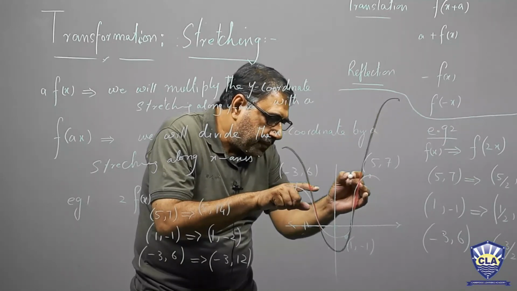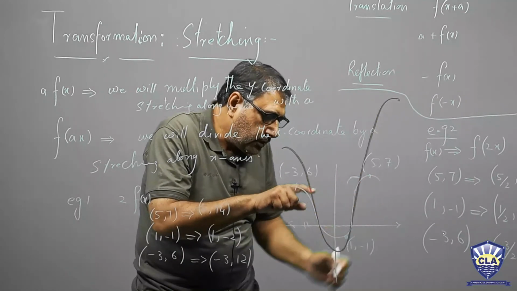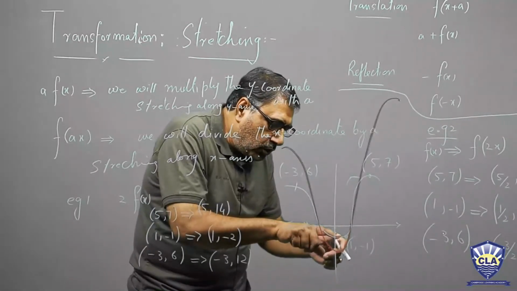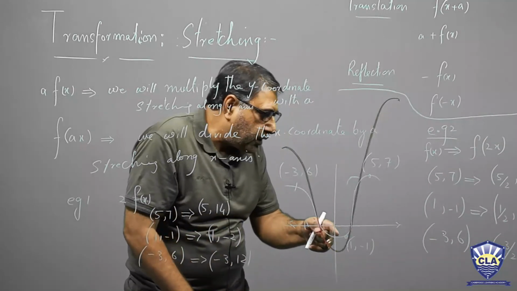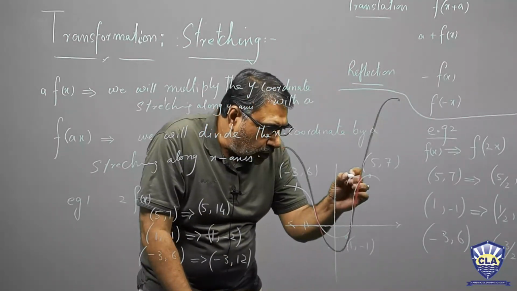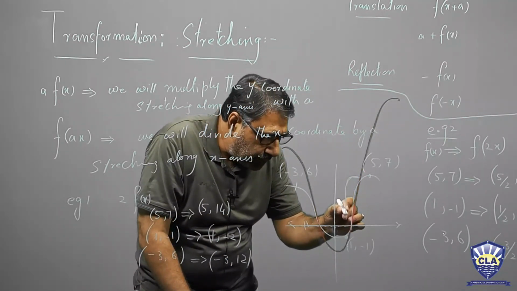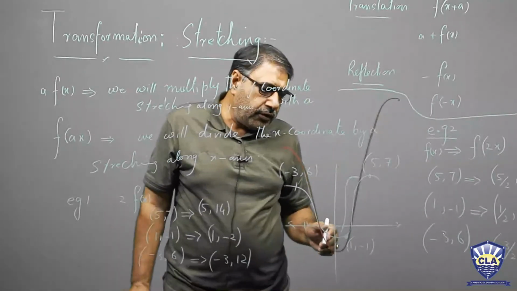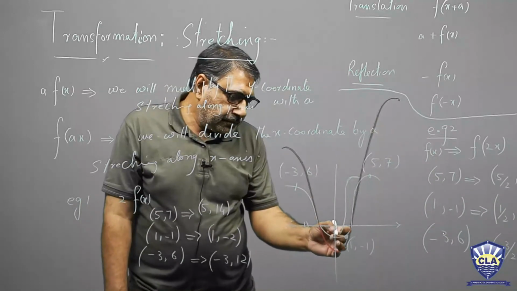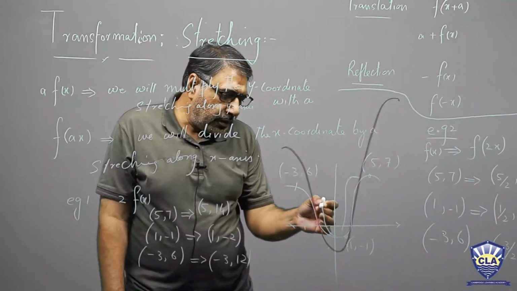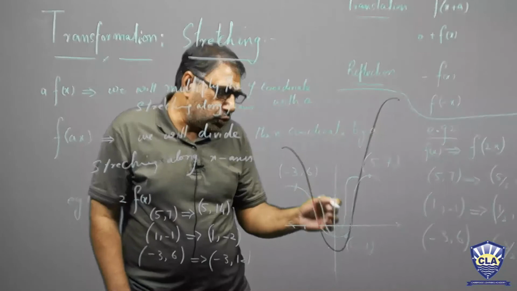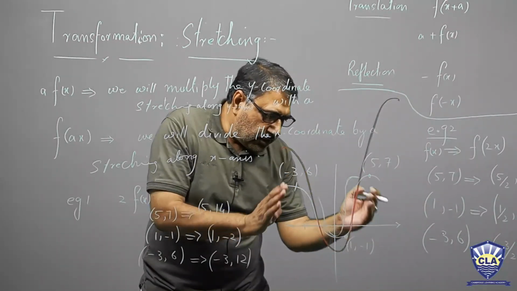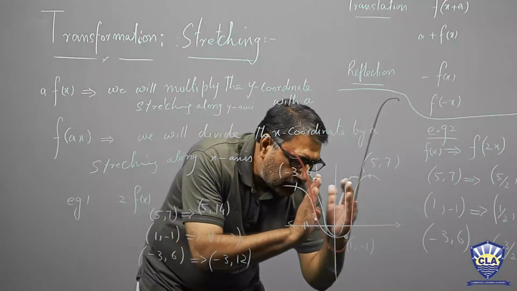It becomes half in this way. And 1 by 2. The y coordinate will not change, -1 stays -1. The y coordinate will remain the same. But here it has closed, it stretched and got squeezed. It is the stretching along the x-axis.